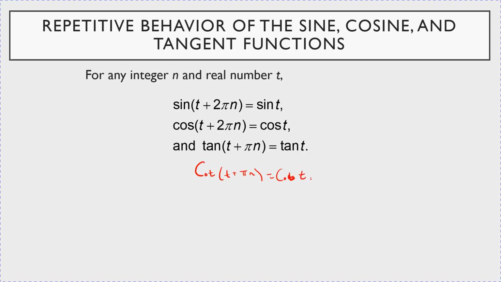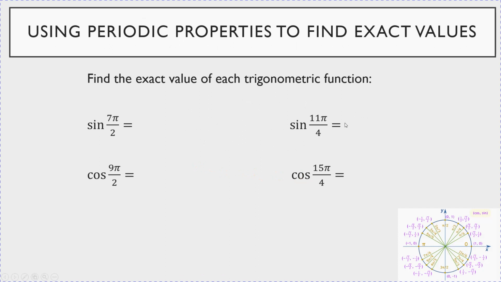All right, let's use this to help us evaluate some trig functions. I've got the unit circle down there for reference just to help us. Let's find the exact value of each trig function here. Now watch this. Sine of 7 pi over 2. There's no 7 pi over 2 on my unit circle here.